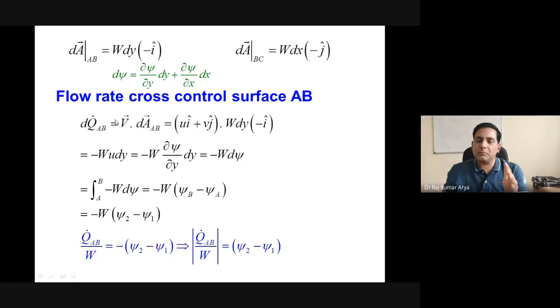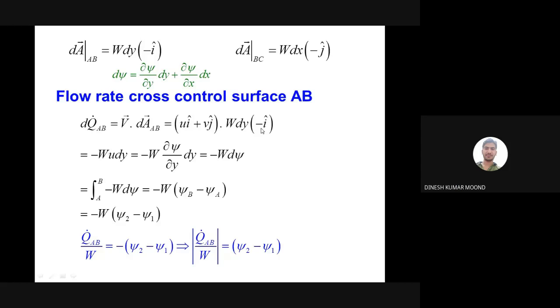The formulation to calculate flow rate is V dot dA. I know the V vector. So what is V vector? It is Ui plus Vj, because now you have only two components, x and y. So this is the velocity vector Ui cap plus Vj cap. dA I already defined there, W into dy minus i cap. Correct?